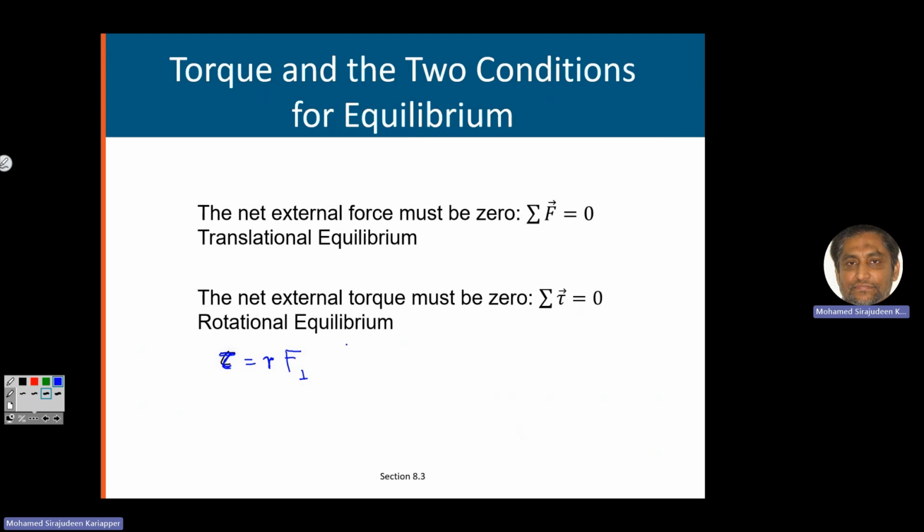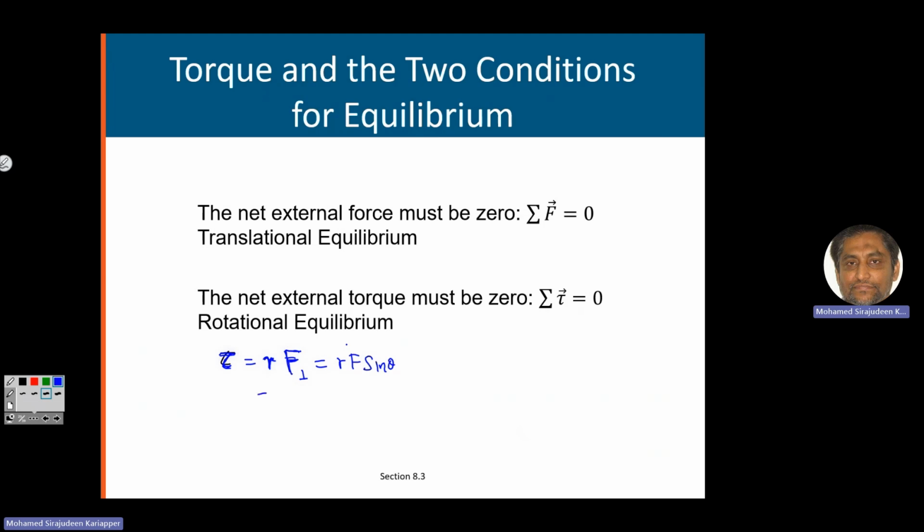So it depends not only on the force, it also depends on the distance from the pivot point to where the force is applied. So this is the magnitude, then it has direction. It's a vector. Clockwise direction, negative, counterclockwise direction, positive. So then we know the perpendicular component can be written as f sine theta, where theta is the angle between the vector r and the vector f.